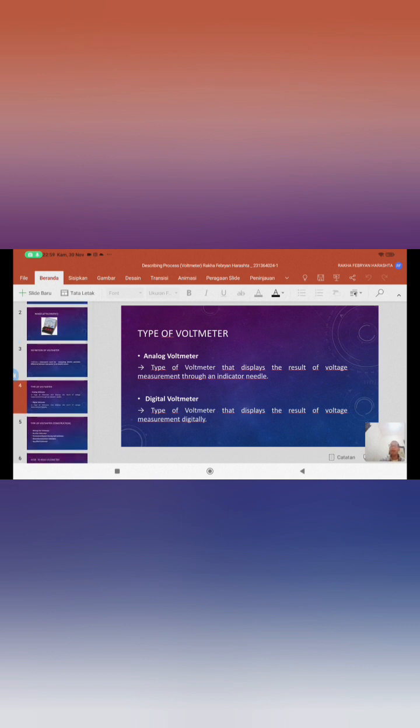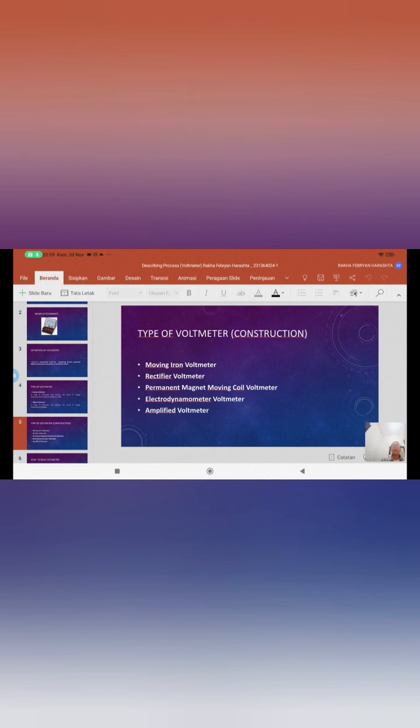Now let's turn to the types of voltmeter based on construction. There are the moving iron voltmeter, rectifier voltmeter, permanent magnet moving coil voltmeter or PMMC, electrodynamometer voltmeter, and amplifier voltmeter. So there are 5 types of voltmeter based on construction.